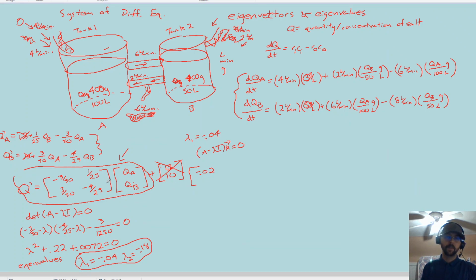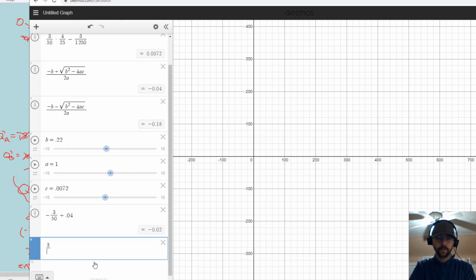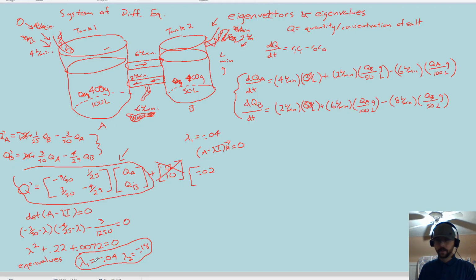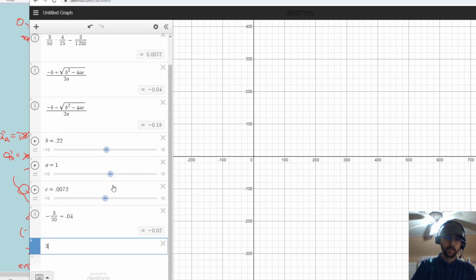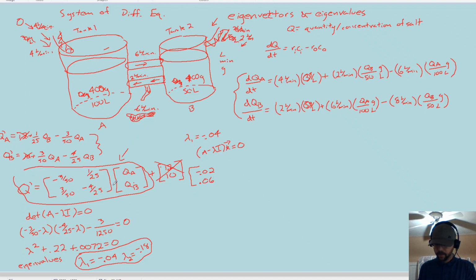So 3 divided by 50 and 1 divided by 25 don't change, but I want to do them in decimal form. So 3 divided by 50 is 0.06, and then we have 1 divided by 25. 1 divided by 25 is 0.04. And then in the bottom right corner, we have negative 4 over 25 minus negative 0.04.